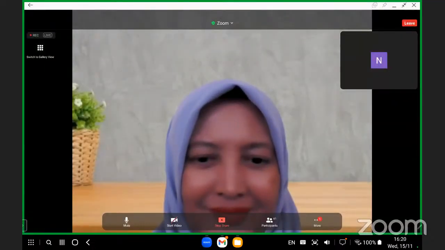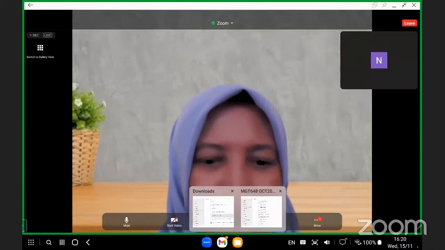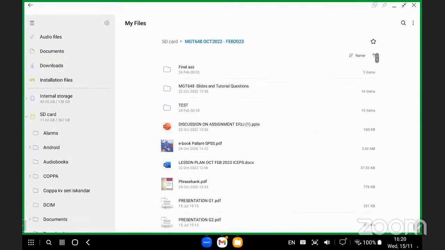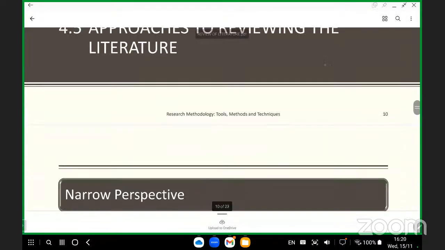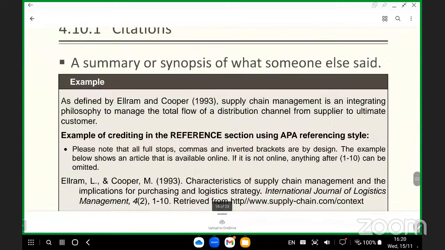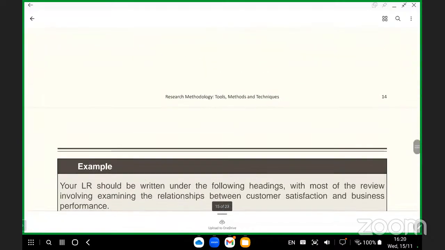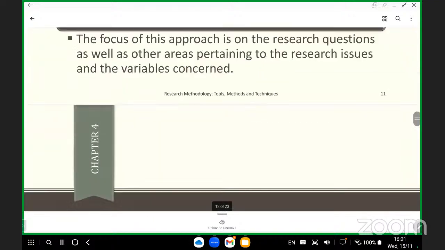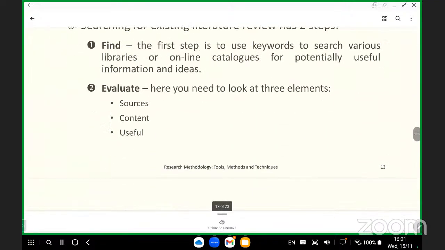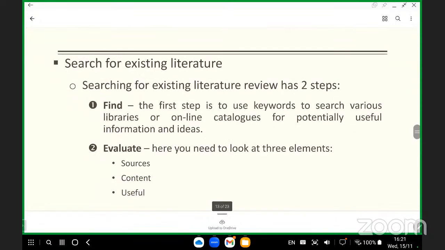Itu dia. Kalau pergi semula kepada, I lost already my slide. Wait. Where is it? Di sini. Macam mana mau procedure mau reviewing the literature? Ini secara umumnya lah. Find first, use keywords to search various library.